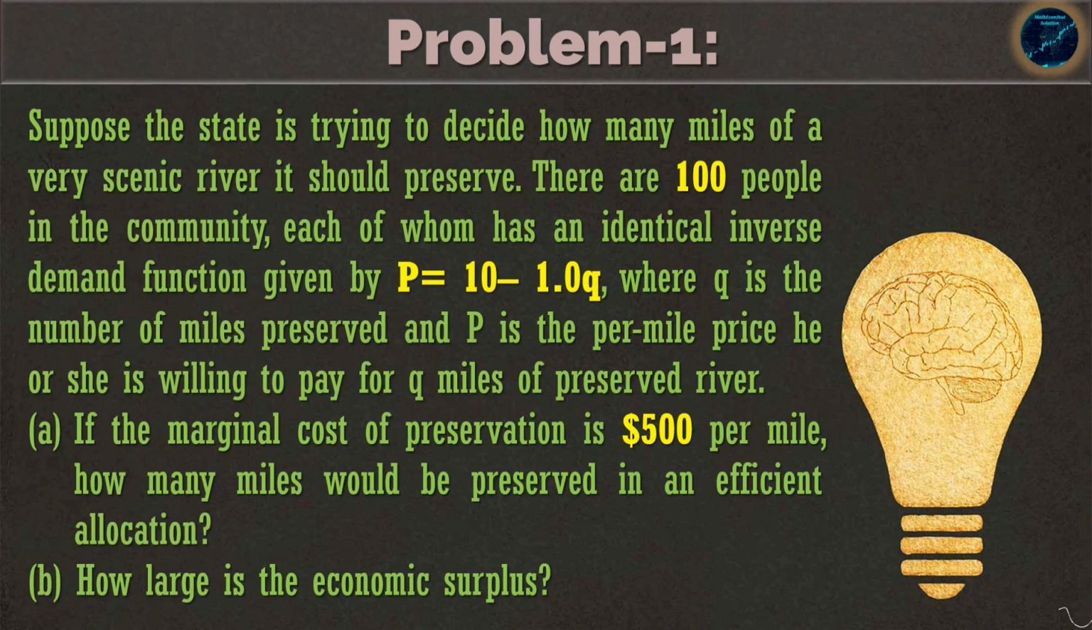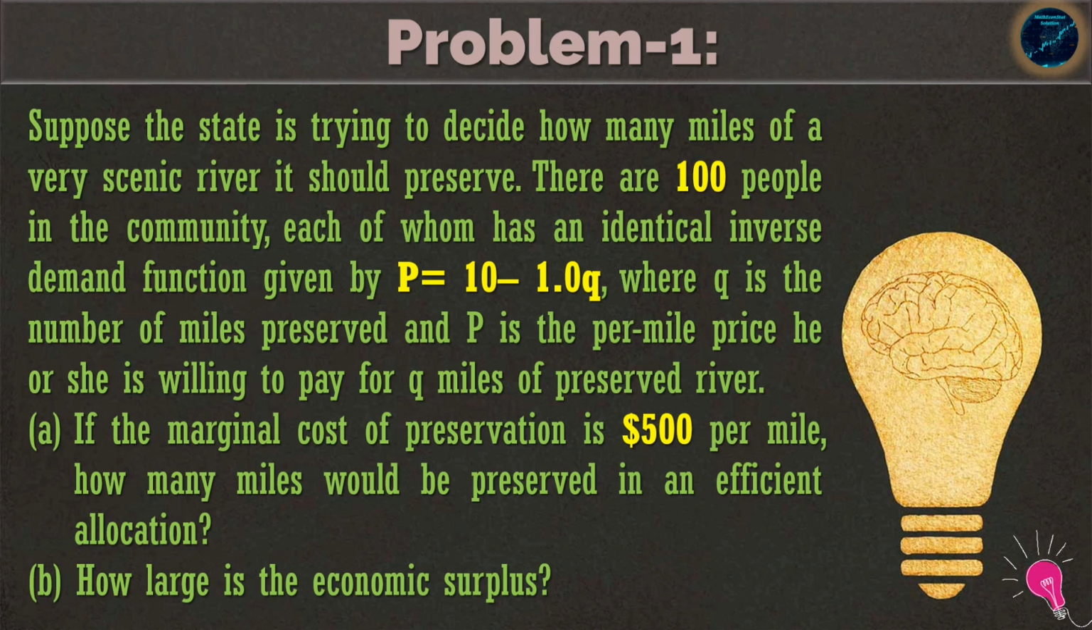Problem 1. Suppose the state is trying to decide how many miles of a very scenic river it should preserve. There are 100 people in the community, each of whom has an identical inverse demand function given by P equals 10 minus 1.0Q, where Q is the number of miles preserved and P is the per mile price he or she is willing to pay for Q miles of preserved river.